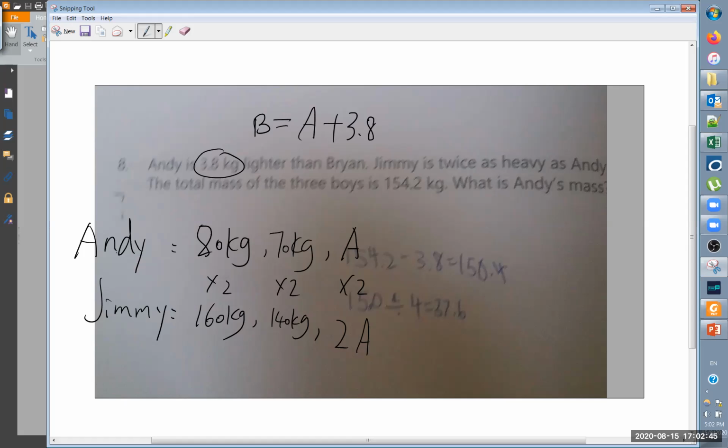Why plus? Why not minus? If it's minus, means Brian is lighter. But now Brian is heavier, right? So that's why you use plus. So Brian's weight is A plus 3.8. So Brian is here. So it's A plus 3.8. Okay, now everything is done already.